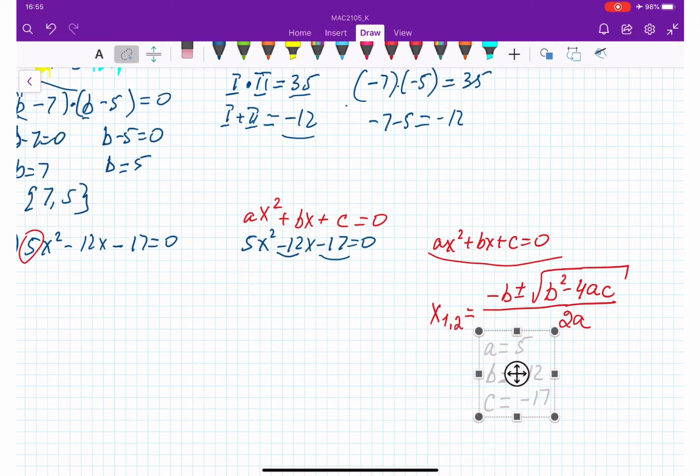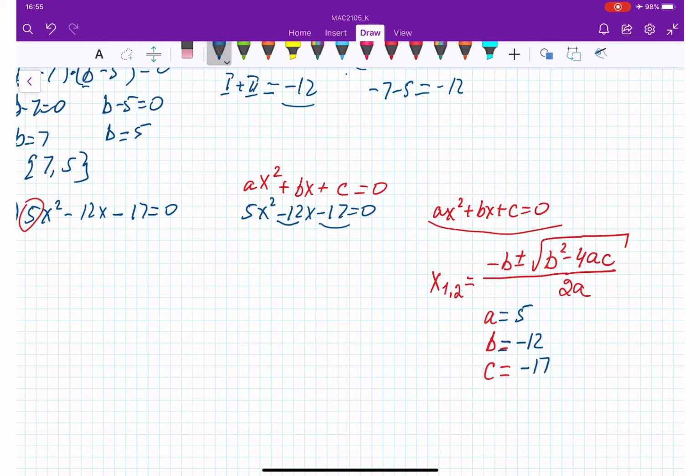Move it here, formula. Okay. Let's solve it then using this formula. So x1,2 is equal to negative b. So where is my negative b here? b is negative 12, and negative b will be positive 12. Plus minus square root of b squared. Negative 12 squared is going to be 144, minus 4 times a. Here a is 5. We do 4 times 5 and times c.